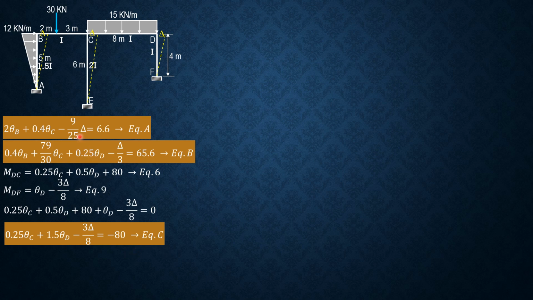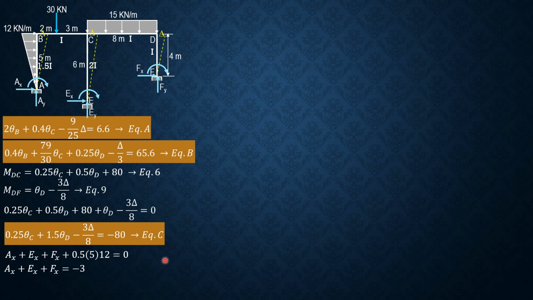Since there are 4 unknowns, we need to establish another equation, that is by statics, AX plus EX plus FX equals 0. So these are the assumed support reactions. For moments, let's just assume clockwise. Everything is clockwise. So AX plus EX plus FX plus 1 half of 5 times 12 equals 0. So A sub x plus E sub x plus Fx equals negative 30.